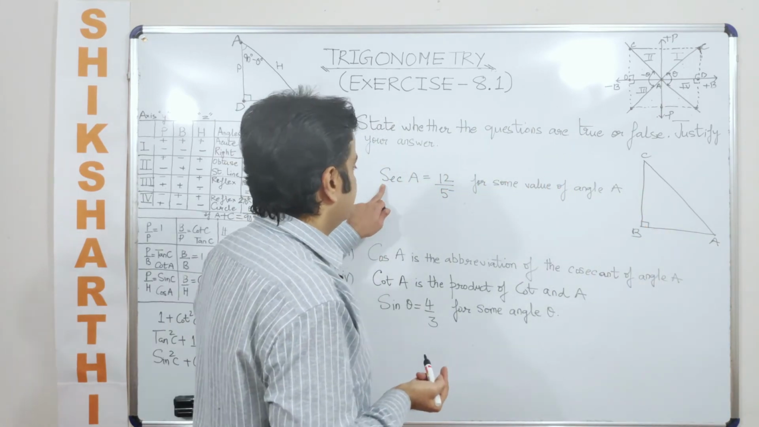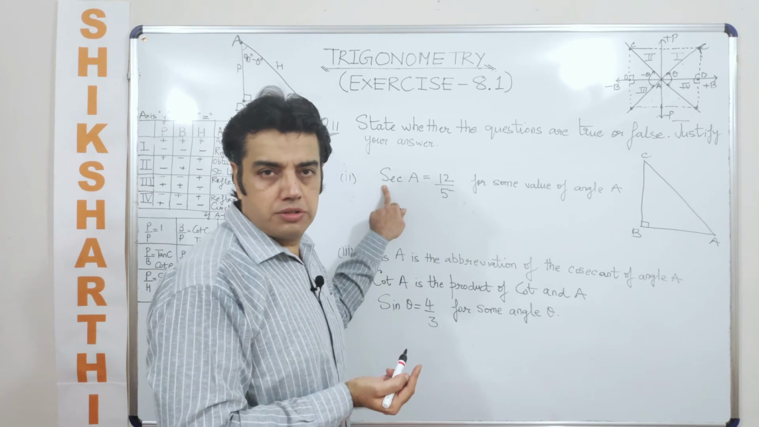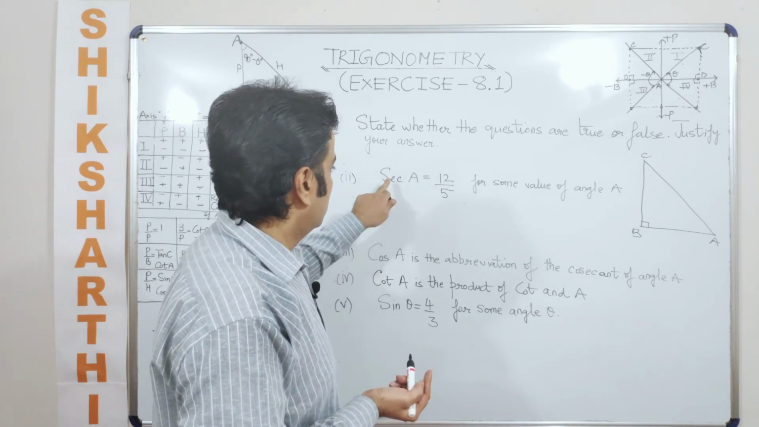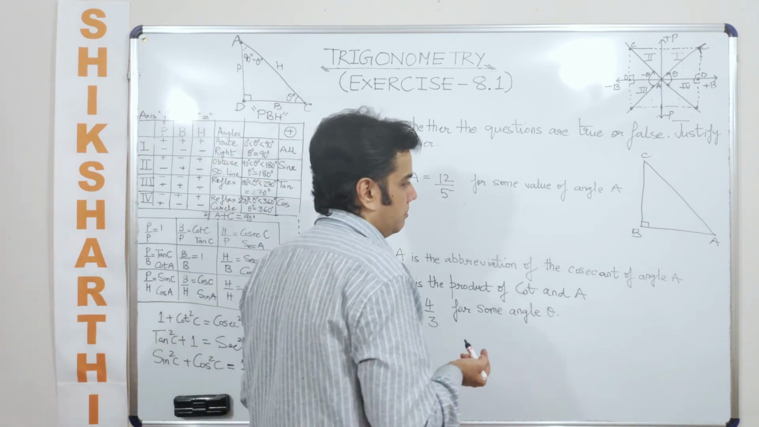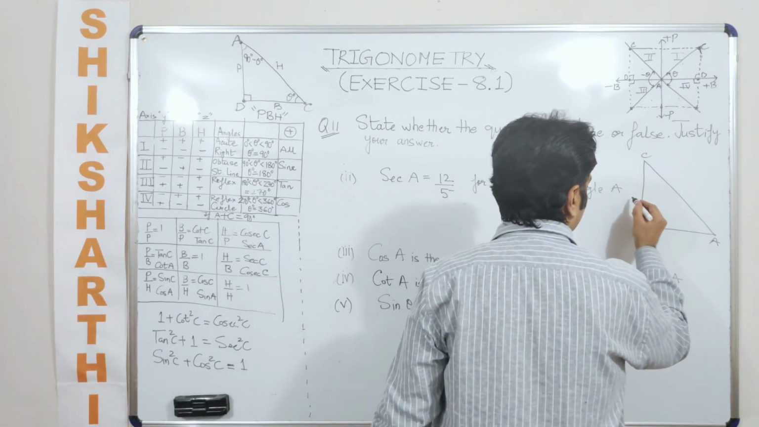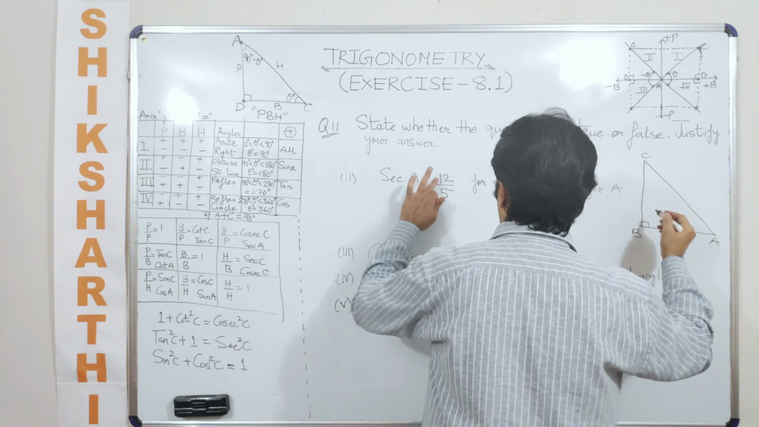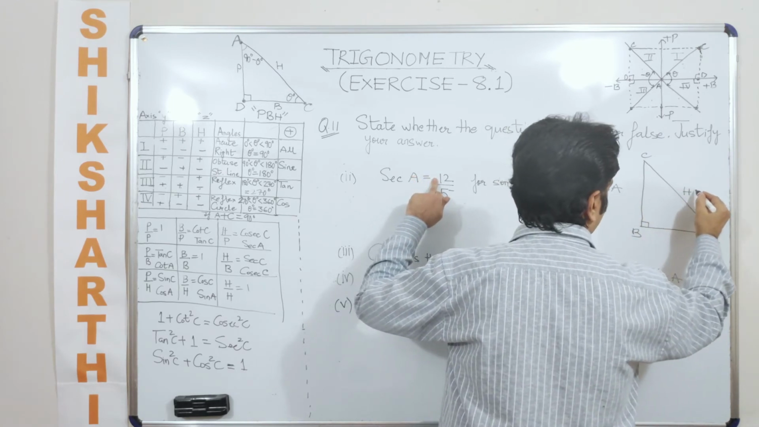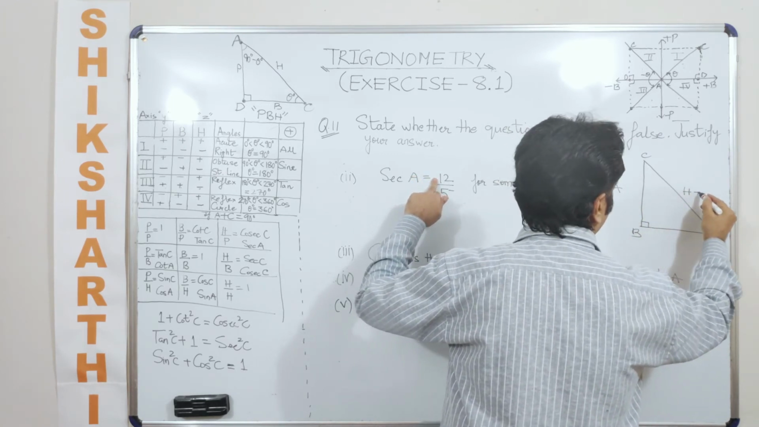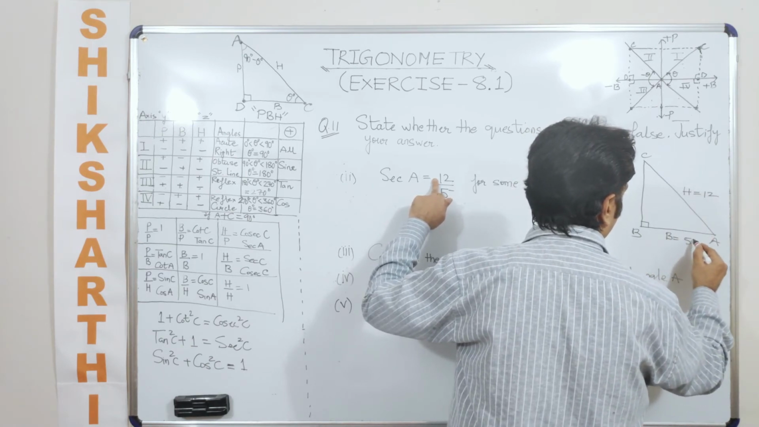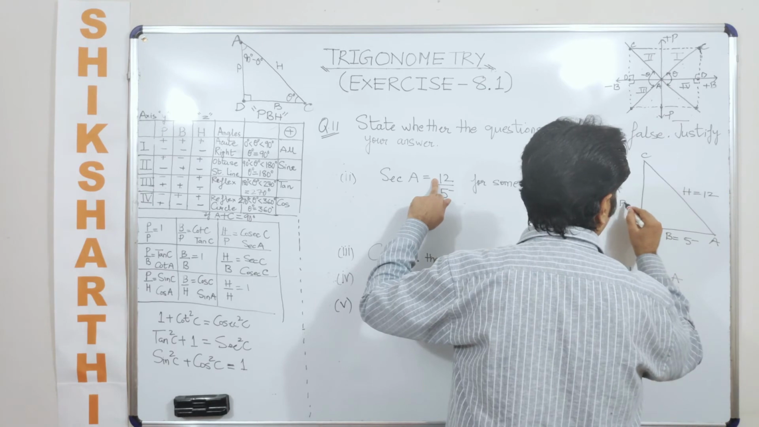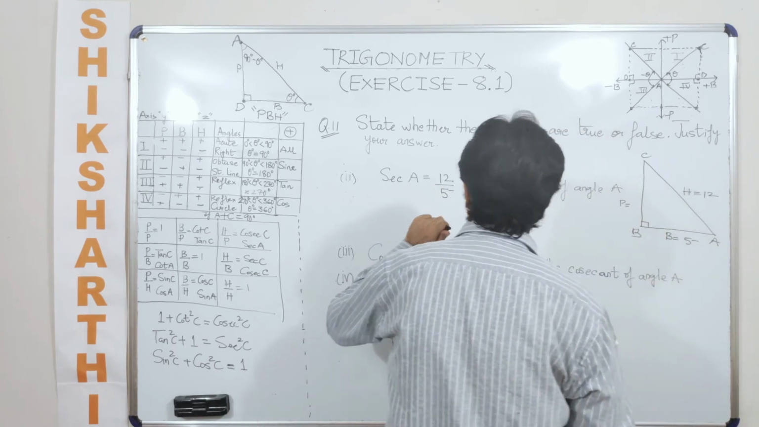Now we know that sec is the reciprocal of cos. So sec basically means what? Hypotenuse upon base. So in this case, hypotenuse is 12, base is 5, and the perpendicular length is not given to us.